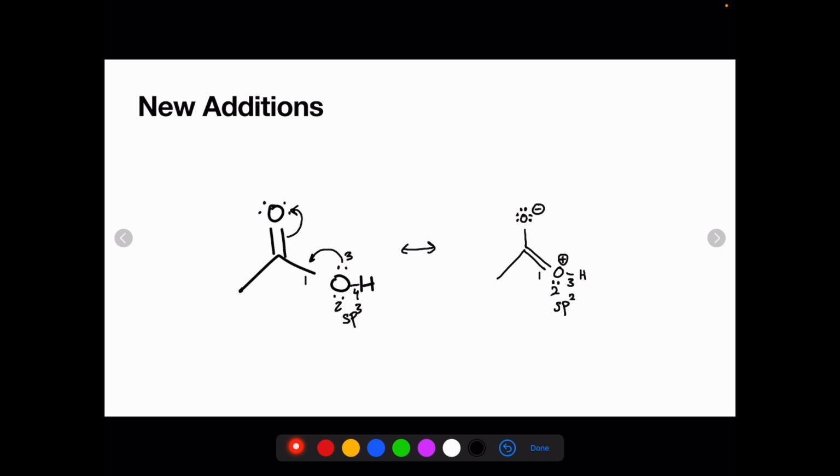The same principle applies to the oxygen on the top. In the first resonance structure, it has 3 regions of electron density, so it looks to be sp2. And in the second resonance structure, it has 4 regions of electron density, looking to be sp3. However, we're following the same principle, so that oxygen is sp2.